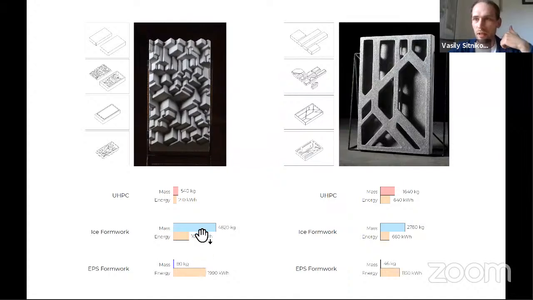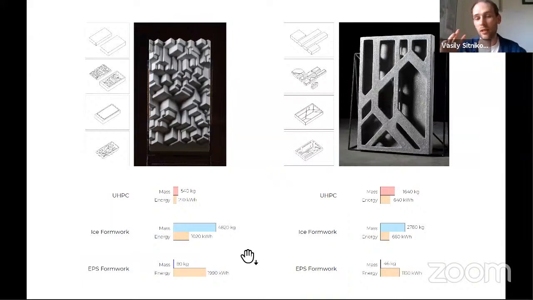However, because water is practically the lowest embodied energy industrialized product, I'm talking about tap water. So there is nothing less energy intense than the tap water you get at home. In comparison to EPS formwork used to produce the same element, the energy needed for ice formwork is twice lower. And this has been proved to be true for both products, with different ratios of formwork to concrete, basically.